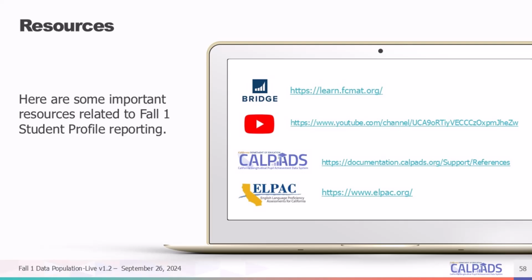LPAC testing is quite relevant in Fall 1 with the CELA records and the English language acquisition status submission. For guidance on the LPAC test itself, please go to the LPAC website. We are really only able to assist with the CalPADS reporting side of LPAC testing, but not actually able to give guidance on the LPAC. So for further information on the LPAC, please do visit the LPAC website.